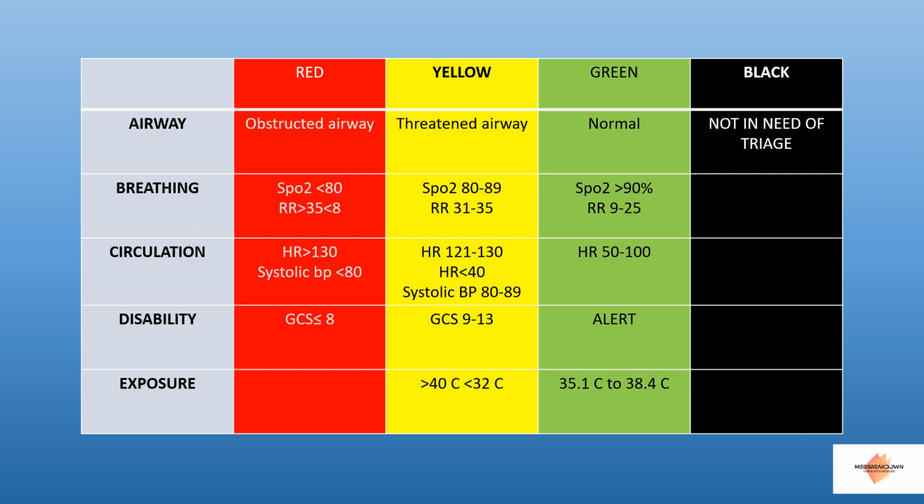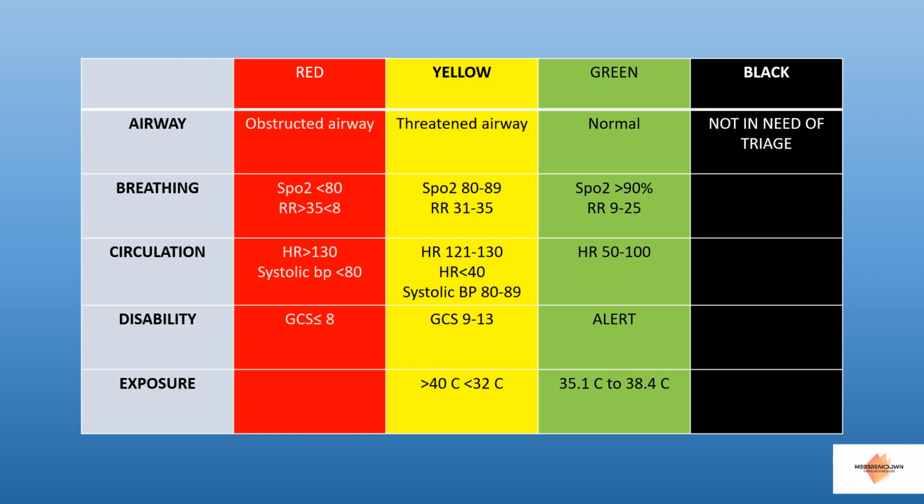Patient is categorized red if there is airway obstruction, or oxygen saturation less than 80%, or respiratory rate is greater than 35 or less than 8 and heart rate greater than 130 or systolic BP less than 80 and GCS less than 8. Patient is categorized yellow if there is threatened airway or oxygen saturation between 80 and 89%.